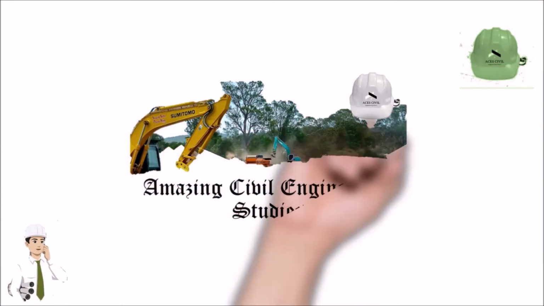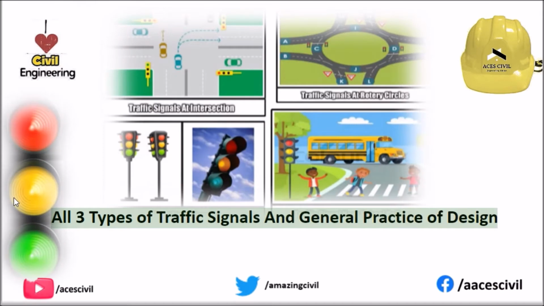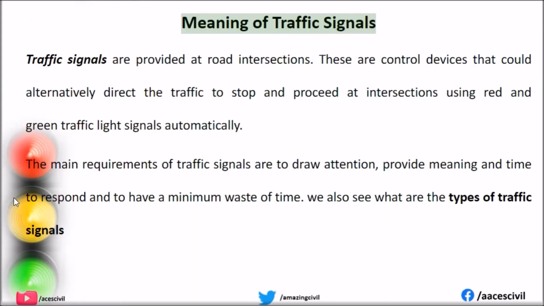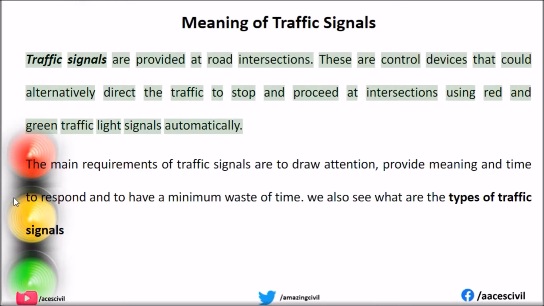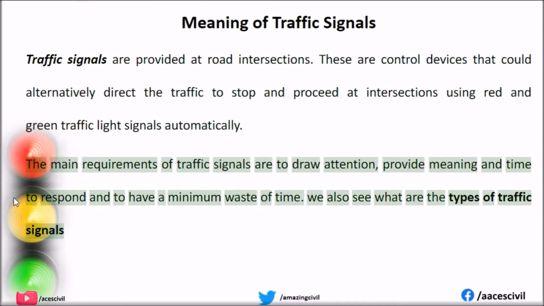In today's video we are going to discuss all three types of traffic signals and the general practice of design. Meaning of traffic signals. Traffic signals are provided at road intersections. These are control devices that alternately direct the traffic to stop and proceed at intersections using red and green traffic light signals automatically. The main requirements of traffic signals are to draw attention, provide meaning and time to respond, and to have a minimum waste of time. We also see what the types of traffic signals are.